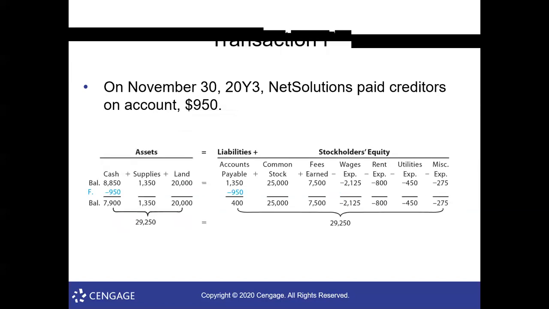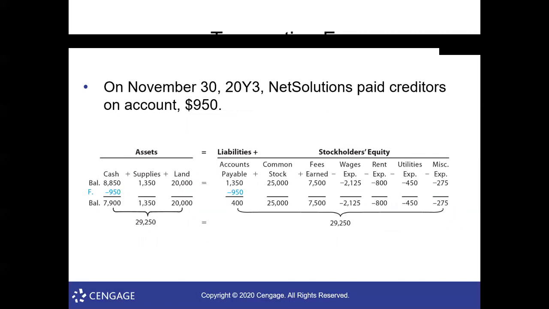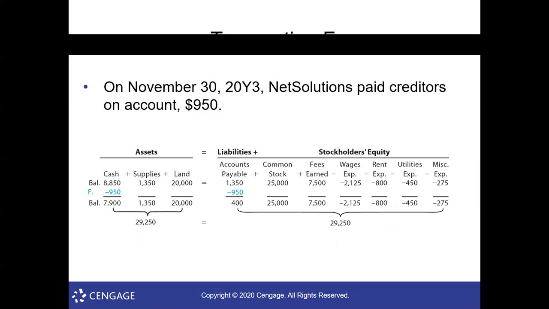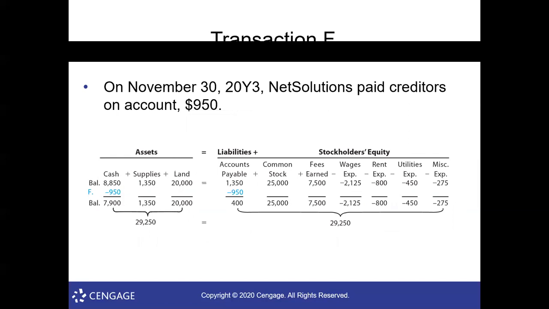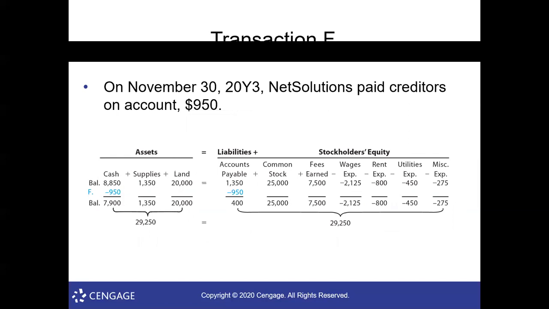Then, back when we bought the office supplies, we promised to pay the office supply vendor what we owed them, and we're making a partial payment on that debt of $950. So we pay that in cash, and it reduces our liability from the $1,350 down to $450.